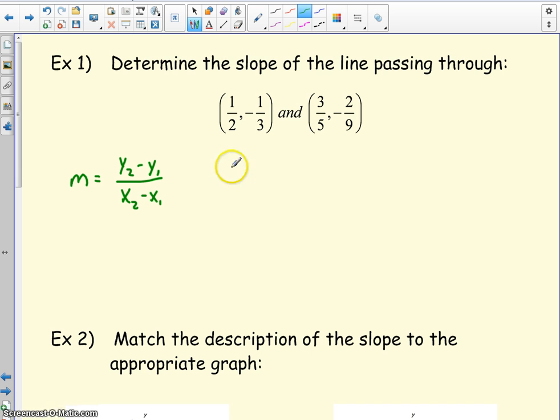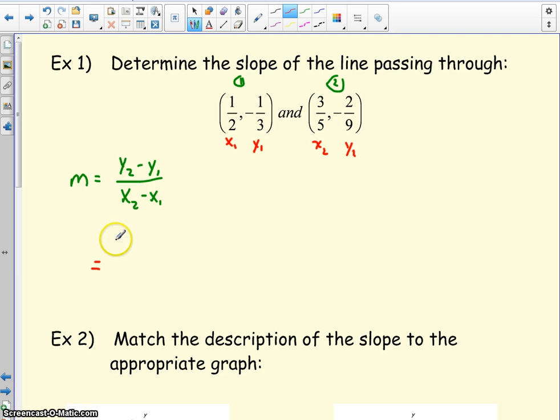Okay, and if you remember from last year, it doesn't actually matter which one you call point 1 and which one you call point 2 as long as you're consistent. So if I want to make this one point 1, that will be x1 and y1, and this one will be x2 and y2. If you want to change that up and have this one be the first point, that's okay, as long as you make this one x1, y1, and this one x2, y2. So it really doesn't matter. Just for the sake of finishing what I started here, I'm going to make this one point 1, this one point 2. So that makes the 1/2 x1, the negative 1/3 y1, and then the 3/5 here will be x2, and this will be y2. Okay, so I'm going to plug the values in.